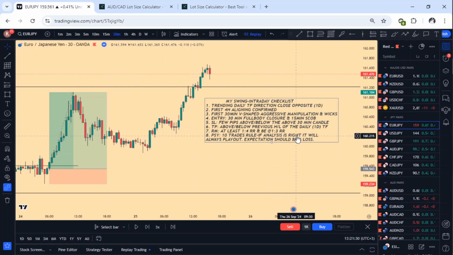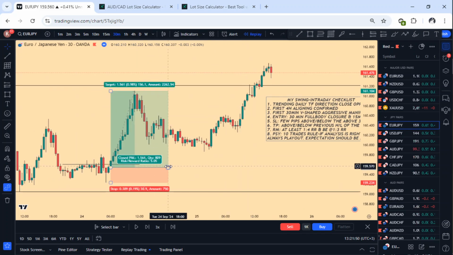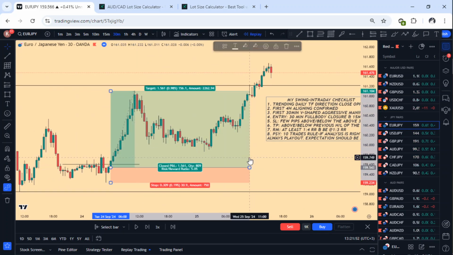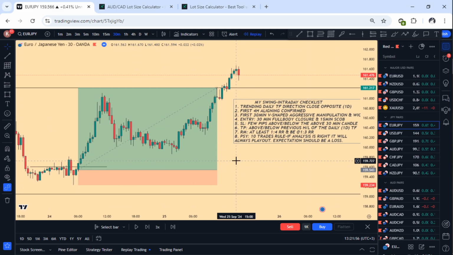because the rule is very simple. If this analysis is right, it will always play out regardless. So we should reduce our expectations of the trade going upward, because this is the smallest distance it can take according to vector, and that is the reason why we should lower our expectations of the market. So that is how the trade played out.